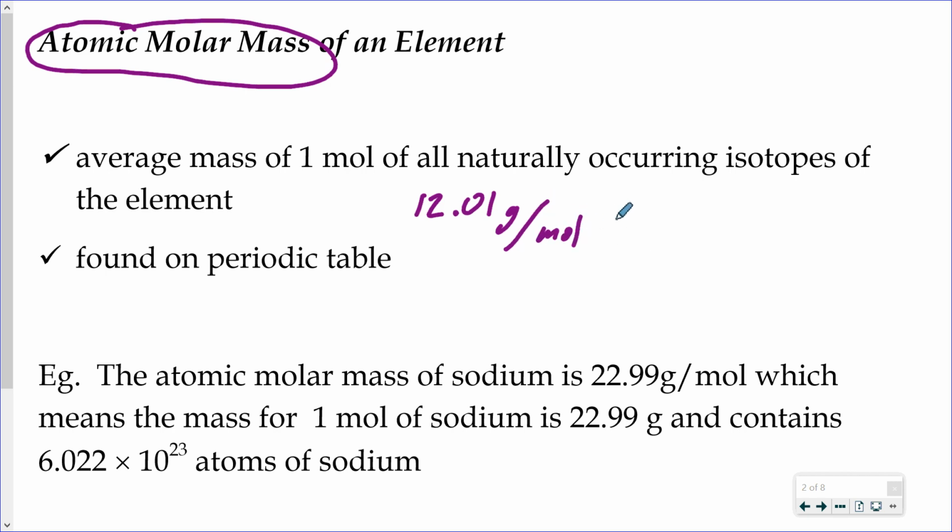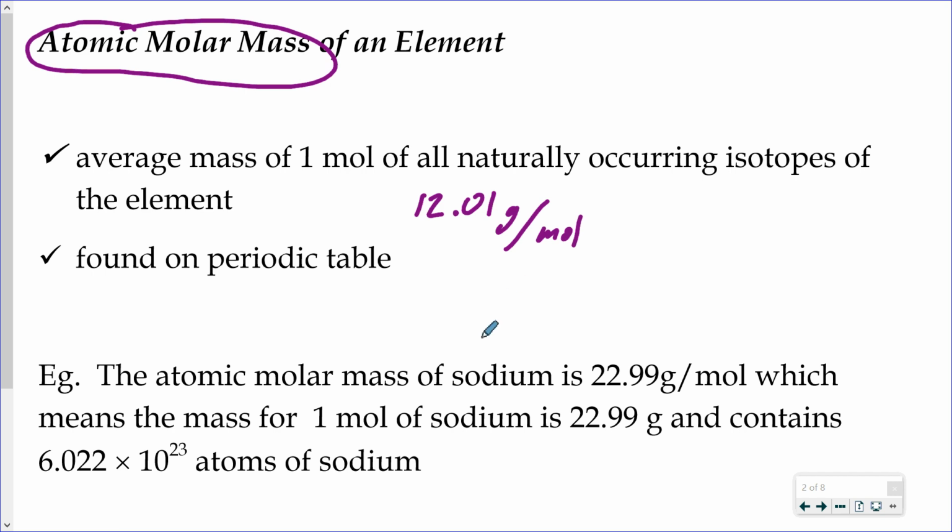So if we had a whole bunch of these naturally occurring carbon, this would be the average atomic mass collectively for all of those different isotopes of the carbon. If you take a look at other elements on the periodic table, those numbers, the atomic mass, are the average of all of the naturally occurring versions of that particular atom or element.